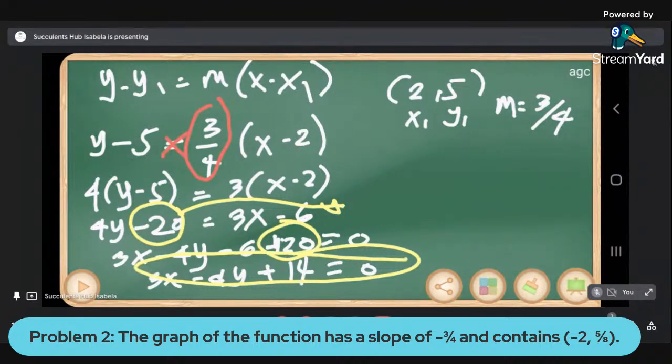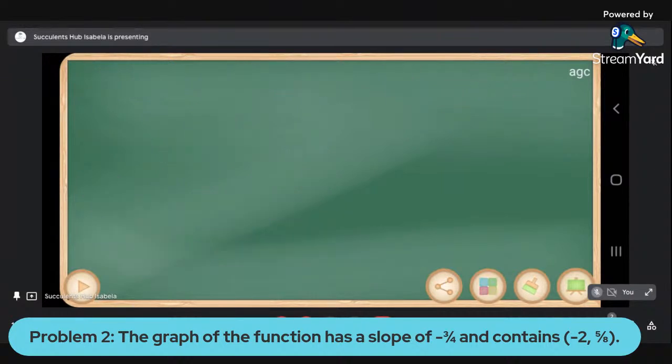Or you can eliminate the fraction. That will become 6x plus 8y plus 7 is equal to 0. So that should be the final answer. No, it's not 14, it's 7, because when you multiply 2 to 7 over 2, that will give you 7, not 14. So our final answer here should be 6x plus 8y plus 7 is equal to 0.